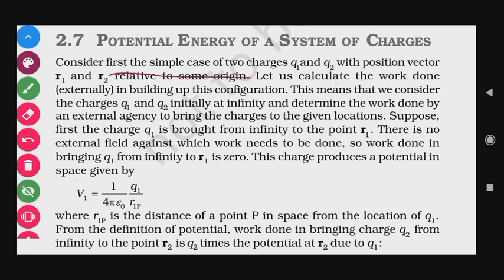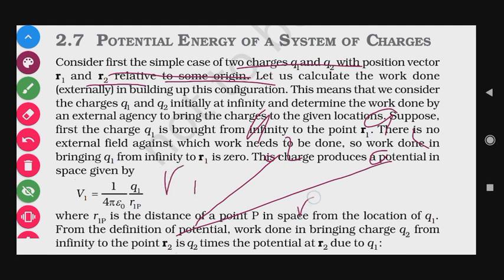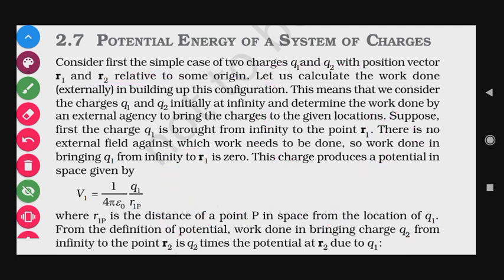Consider first the simple case of two charges q1 and q2 with position vectors r1 and r2 related to some origin. So we are given two charges q1 and q2, and their position vectors are r1 and r2 with respect to some origin. Let us calculate the work done externally in building up this configuration.